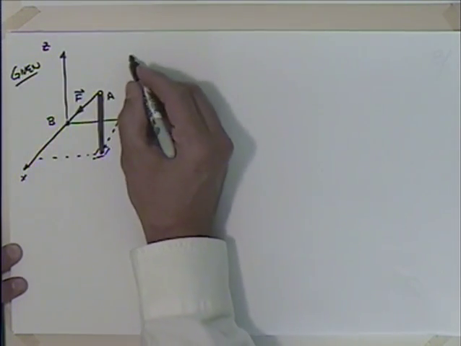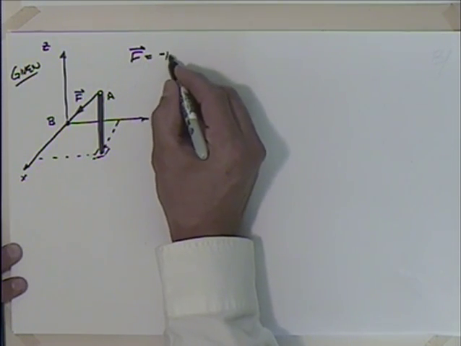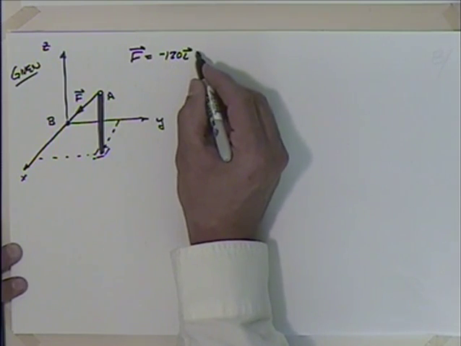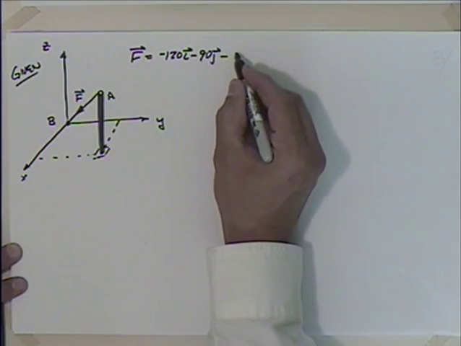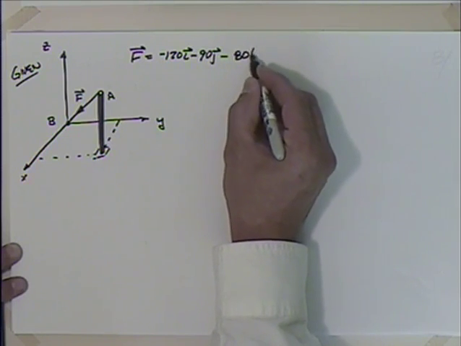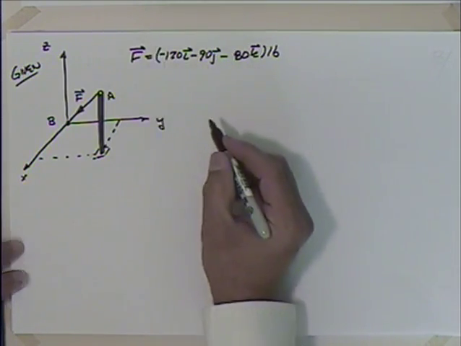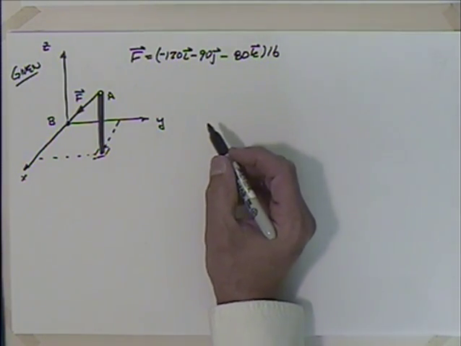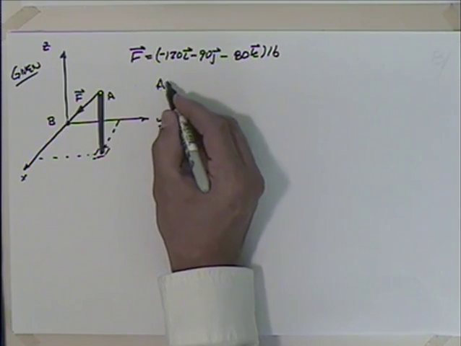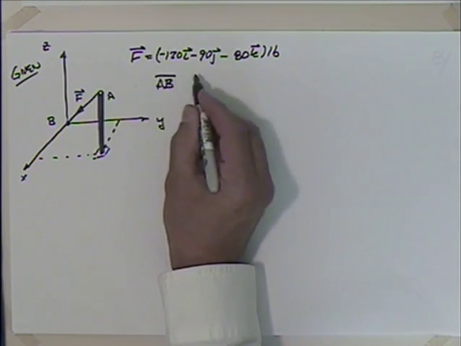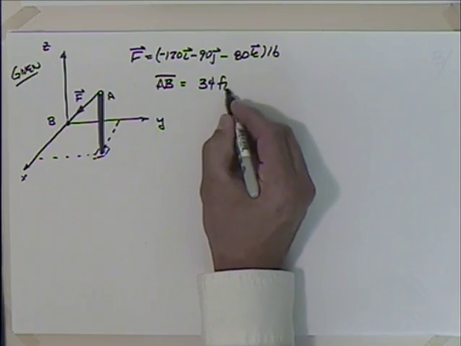We're given not only this figure, but we're given that the force in vector form is minus 120 in the I direction, minus 90 in the J direction, minus 80 in the K direction, and that is in pounds. So minus 120, minus 90, minus 80. And we're told then that the distance from A to B, that distance along there, is equal to 34 feet.